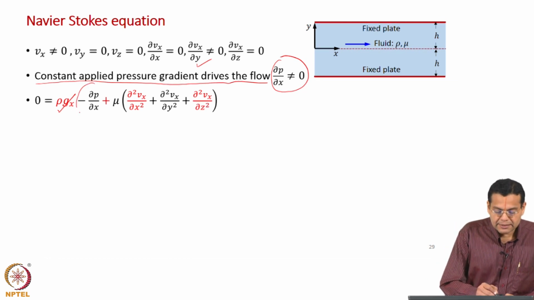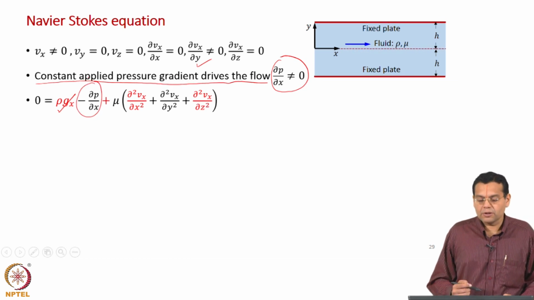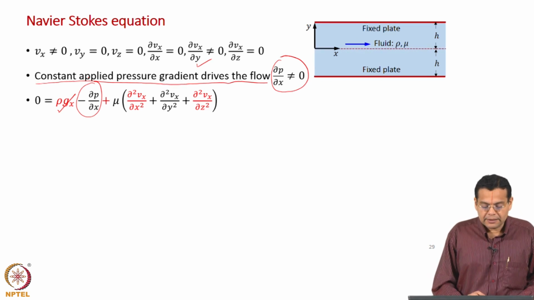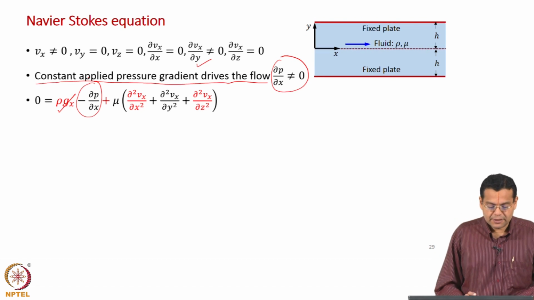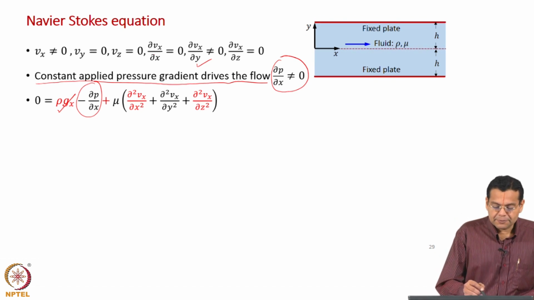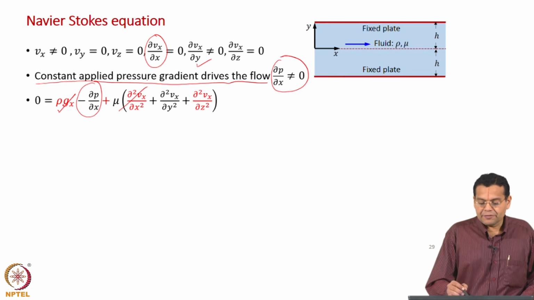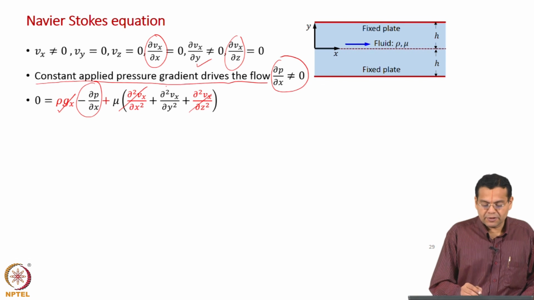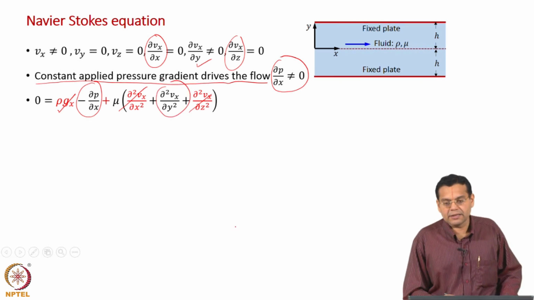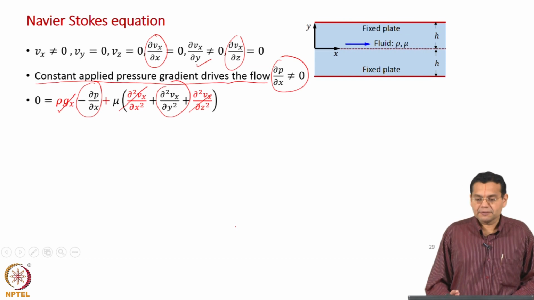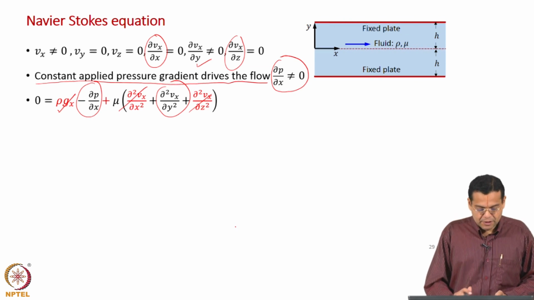In the earlier case this term was also 0, but now it is non-zero, minus ∂p/∂x, that is a difference. And coming to the viscous stress terms on the right hand side, ∂Vx/∂x is equal to 0. So, second derivative is certainly 0, Vx does not vary with z. So, second derivative is once again 0. So, we are left with only this second derivative, ∂²Vx/∂y², okay. And of course, we have mu here.